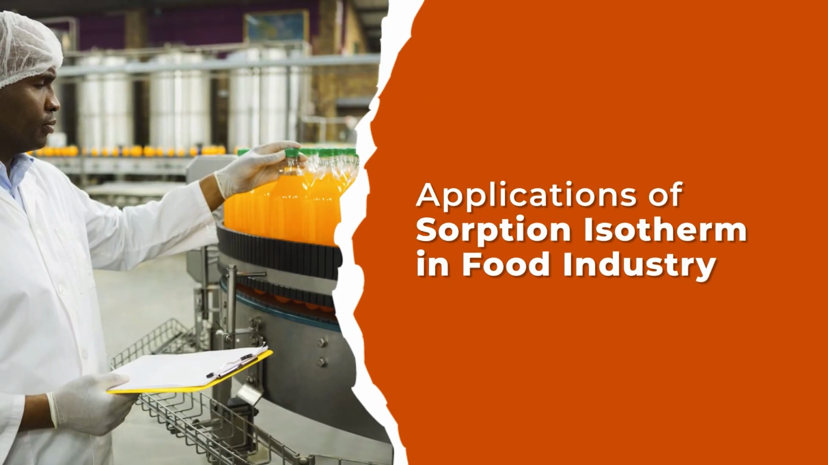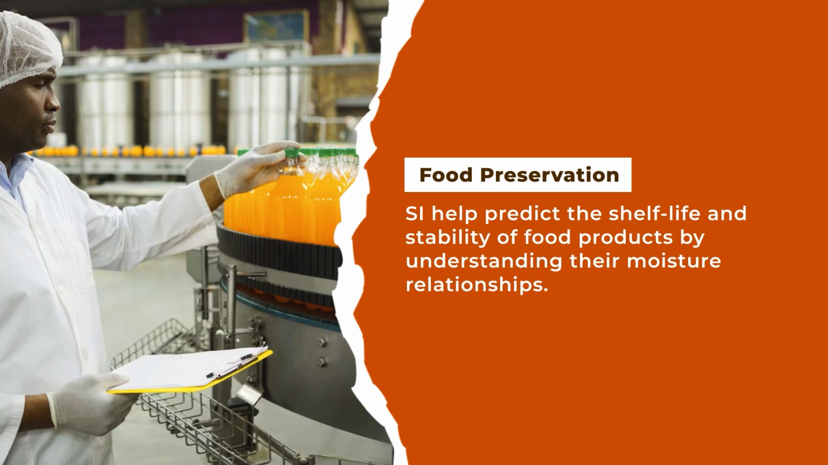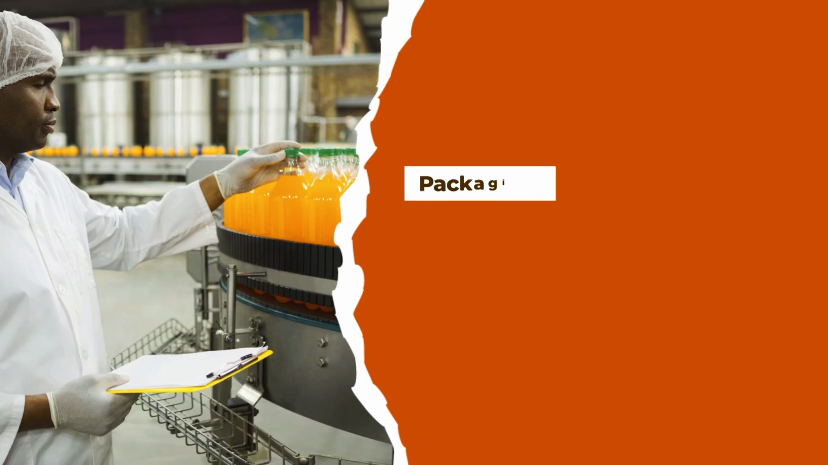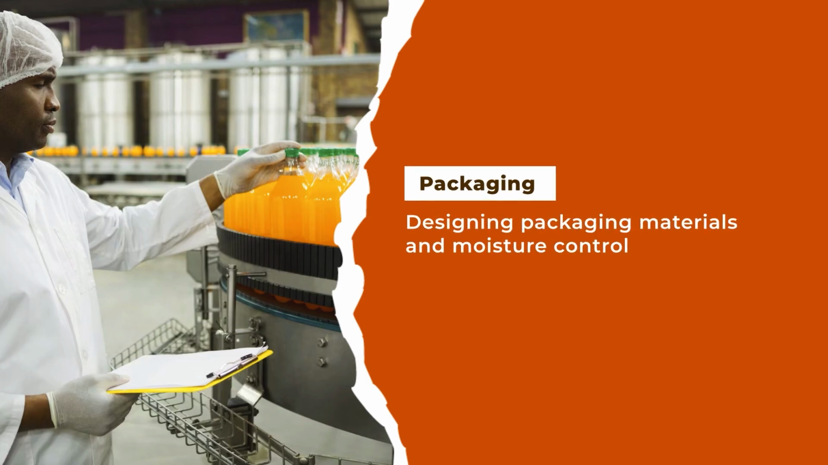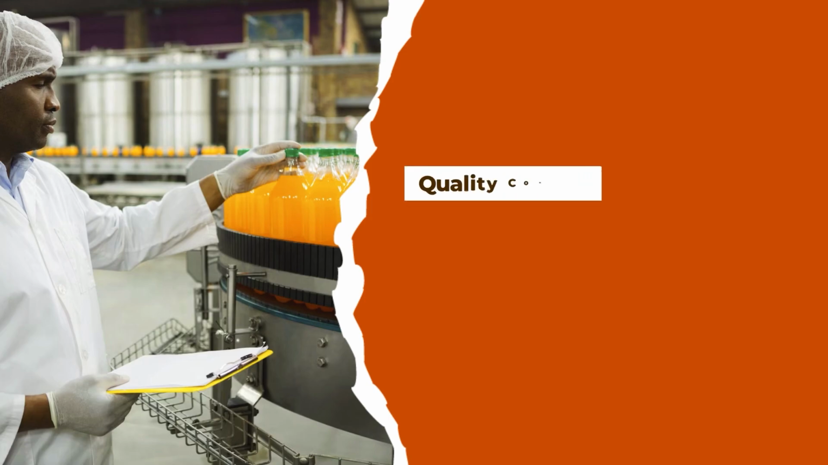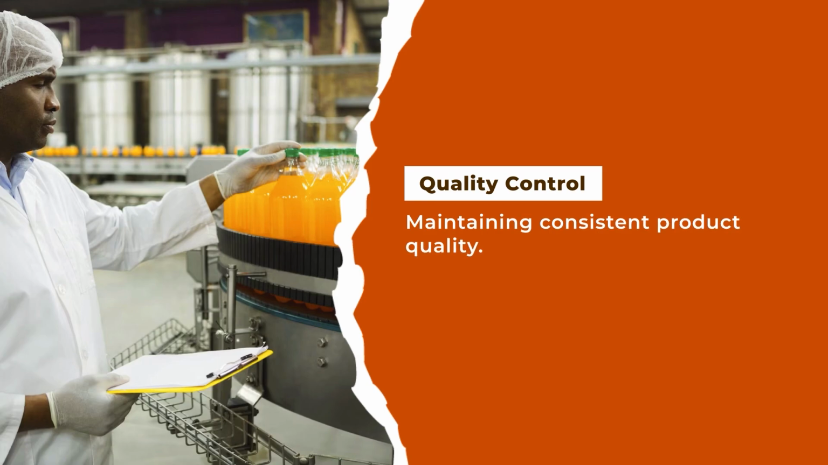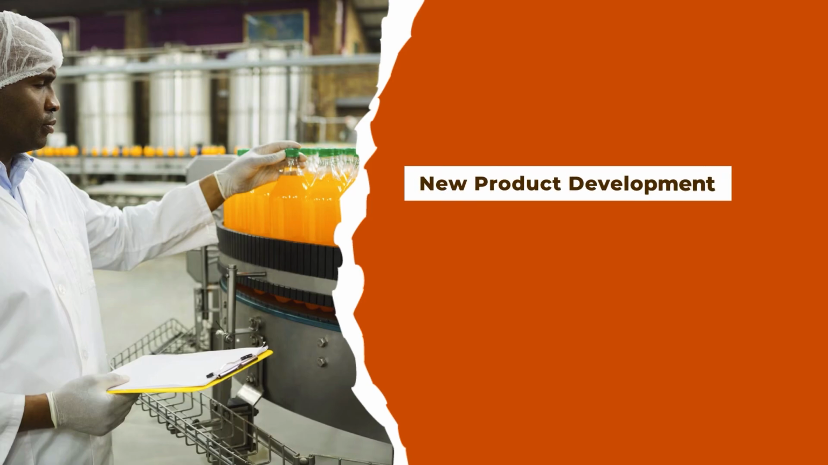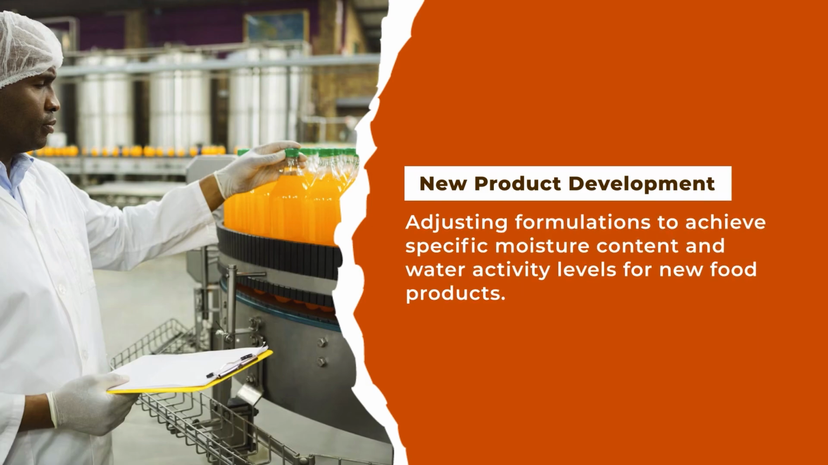Now, what is the application of this term, the sorption isotherm? They are mainly for food preservation, to predict the shelf life and stability of a food product by understanding the moisture relationship, and they also help in designing the packaging material and moisture control. It also helps in the optimization of drying and dehydration processes, and in quality control activities, that is, how we can maintain the product quality, or in new product development also, how much the moisture content and water activity should be kept in the product.